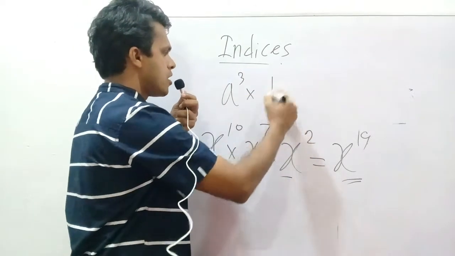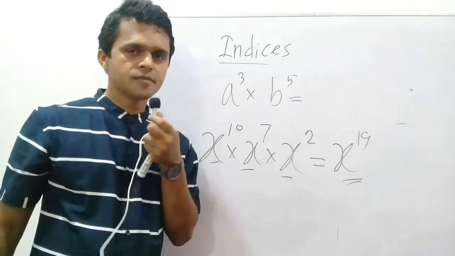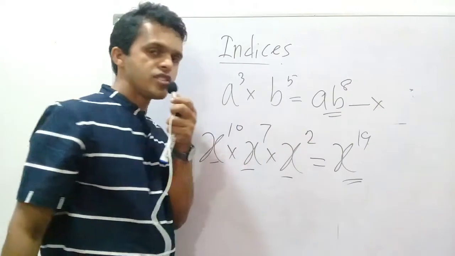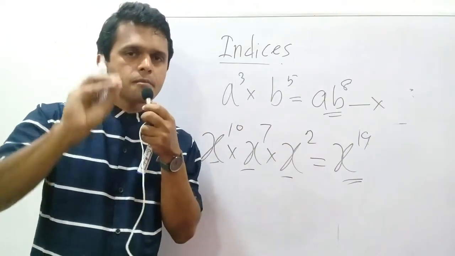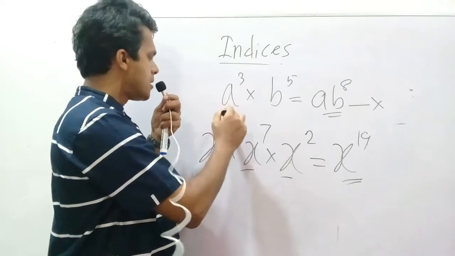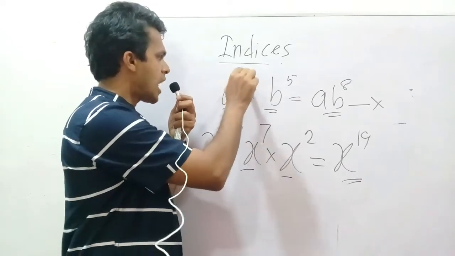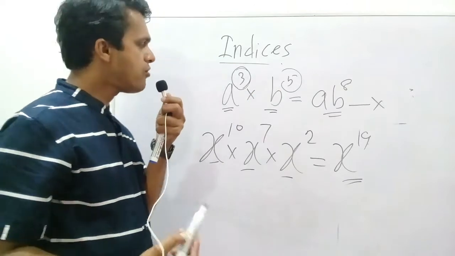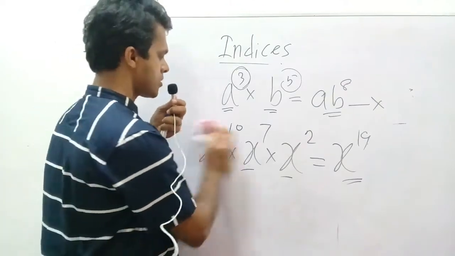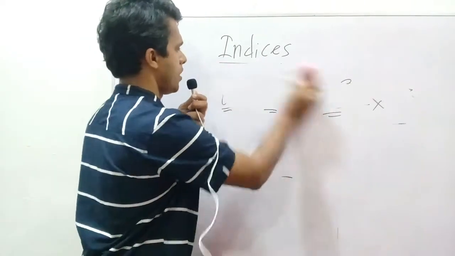a to the power 3 into b to the power 5. Can you find the answer of this sum as ab to the power 2 plus 5, 8? No, you cannot. This is wrong. The reason is when the base is equal, indices should be added. Here the base is a, here the base is b. Therefore you cannot add the indices. If you want to add the indices, the base should be equal. Okay, so this sum cannot be simplified more. This is the answer.